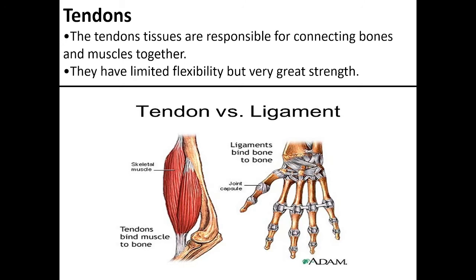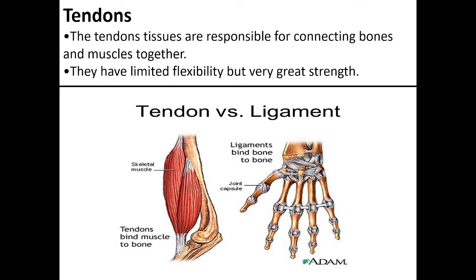Now we will start with the tendons. See the notes that I have given. Tendon tissues are responsible for connecting bones and muscles. See the difference between tendons and ligaments. Ligaments bind bone to bone, meaning ligaments are in between two bones, and tendons are present in between the bones and the muscles. Clear? Any confusion? Ligaments are found between the bones, and tendons are found between the muscles and bones.